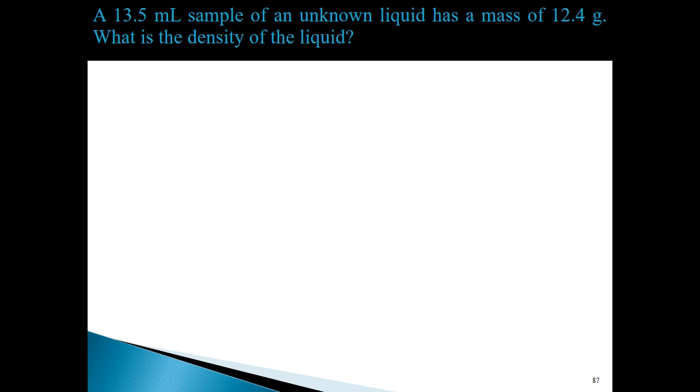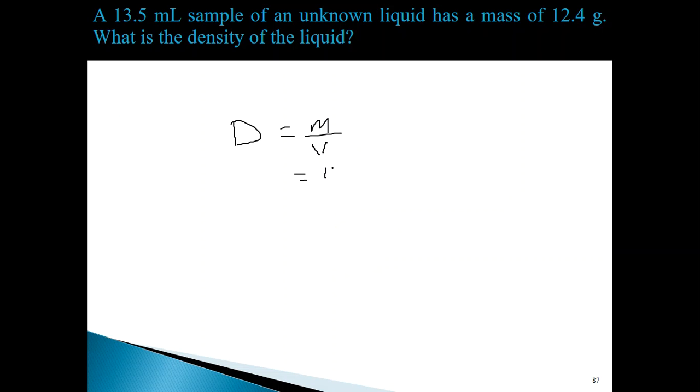Okay, so let's look at some other examples, this time dealing with densities. The first one is a relatively simple example because they gave you the volume, 13.5 mils of an unknown liquid, and they gave you also the mass. So to calculate the density, which is what the question is asking for, very simple exercise. All we have to do is remind ourselves of the equation density is equal to mass over volume, and we just put the numbers in.